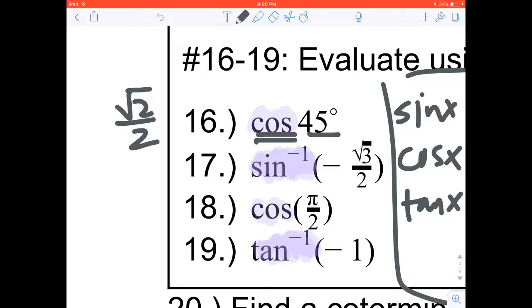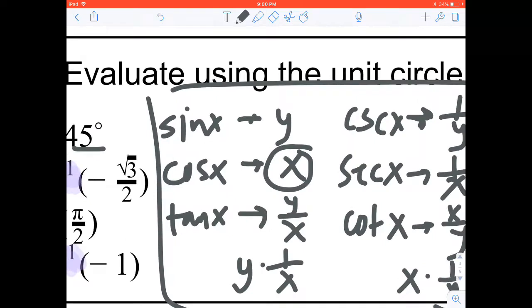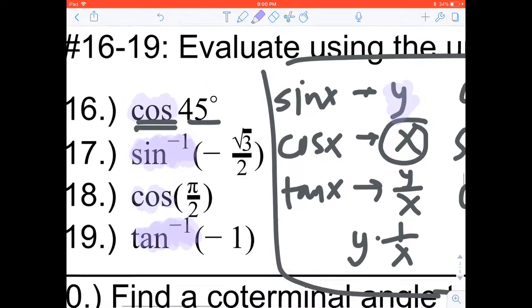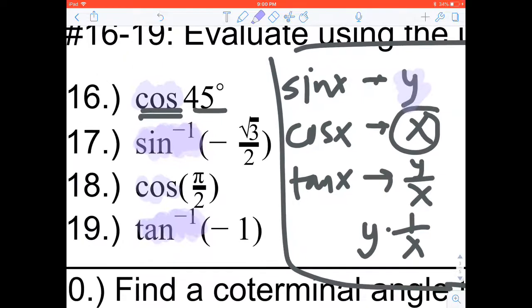17 is asking us what is the inverse sine of negative root 3 over 2. So we still need to think about what is sine, which coordinate is it, and we see that sine is the y coordinate. But what this is telling us is we need to look to see what angle is sine going to be a y coordinate of negative root 3 over 2. So we can look at the unit circle.